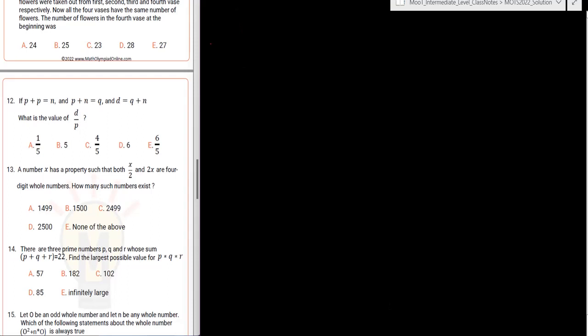All right, 14th problem. There are 3 prime numbers p, q and r whose sum p plus q plus r equals 22. Find the largest possible value for p times q times r. It's an excellent problem here. Now this again is a number theory problem. There are 3 prime numbers. There's a reason they have said 3 prime numbers. They add to 22.